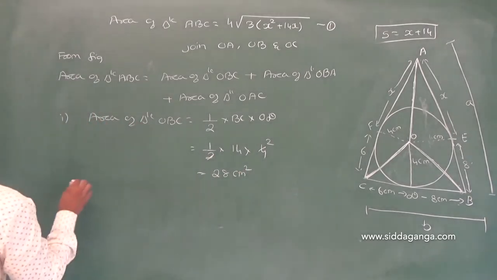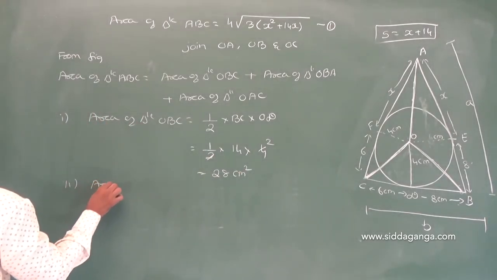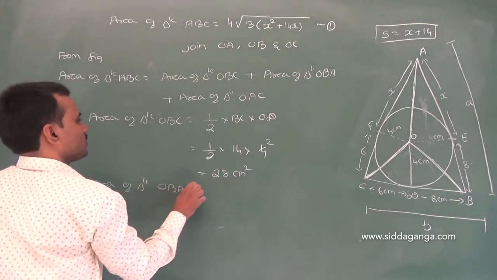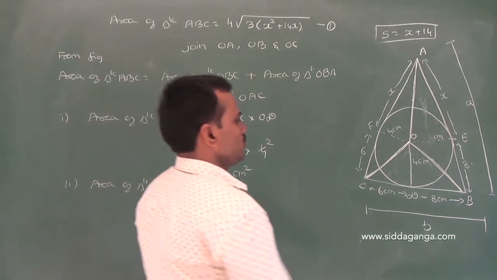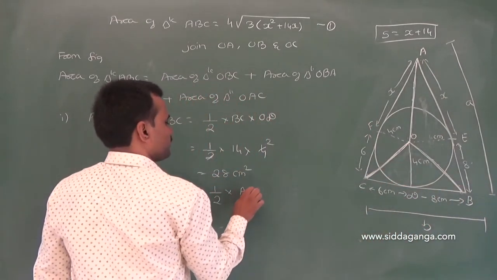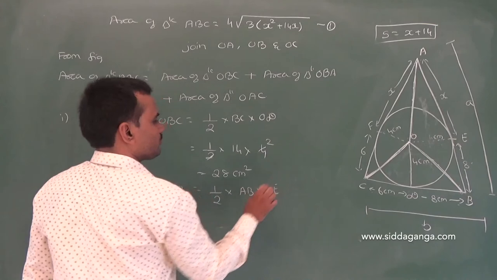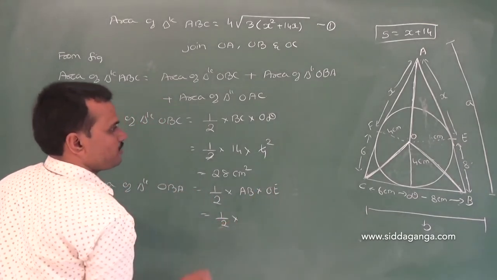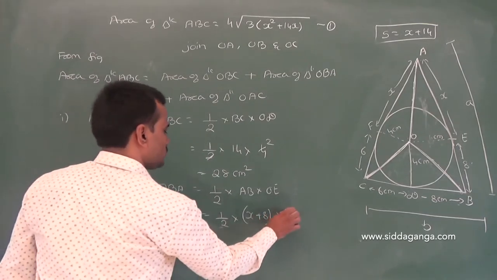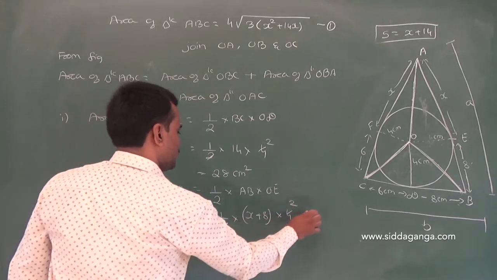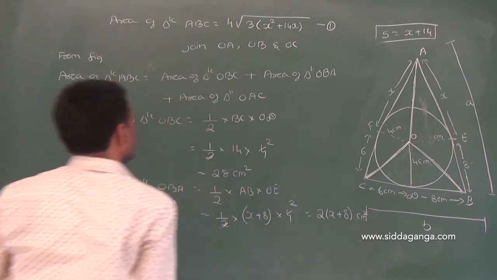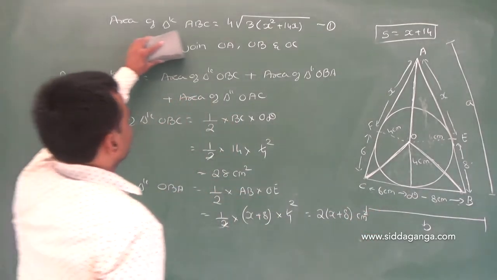One is over. Second one: area of triangle, which one? OBA. Again, half into base, observe here from the diagram. OBA, base is what? AB. Height is what? OE. Half into base AB. AB is what? x plus 8, into OE is 4. 2 ones are 2, 2 twos are 4. That is 2 into x plus 8 centimeter square.